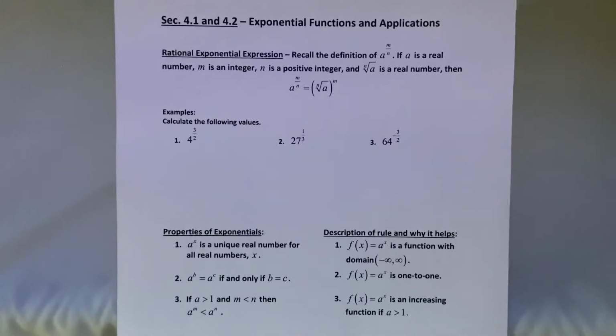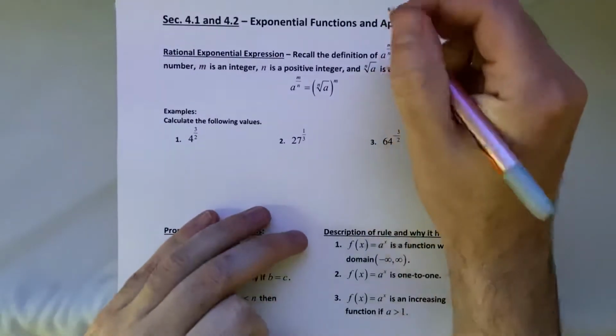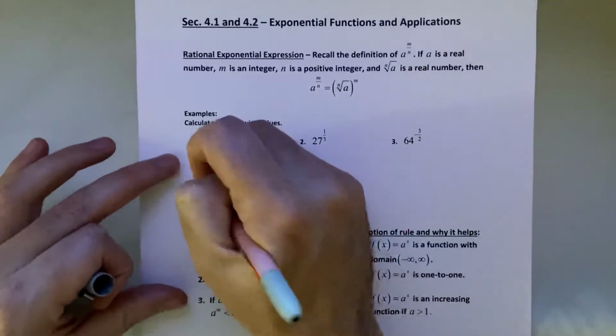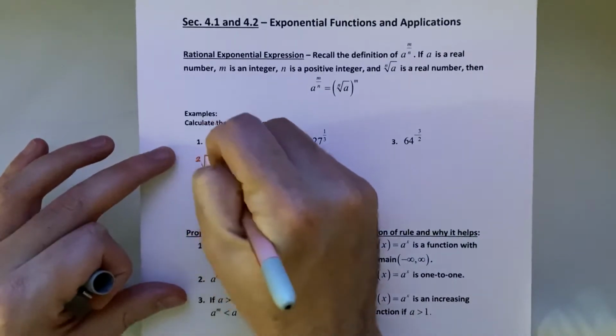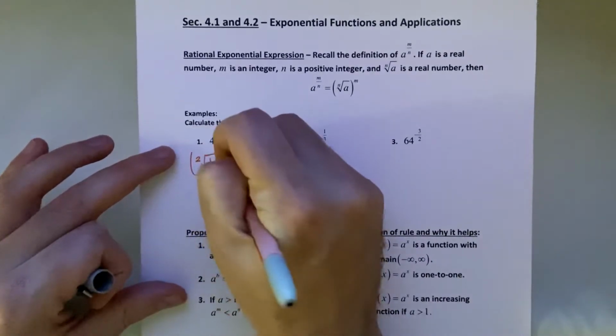If we have a raised to the m over n power, so if you have a fractional exponent, and a is a number, m is an integer, and the denominator has to be positive, then a to the m over n power is really the nth root of a raised to the m power. So when you have something like, for example, 4 to the 3 halves, this is really the square root of 4 raised to the 3rd power.